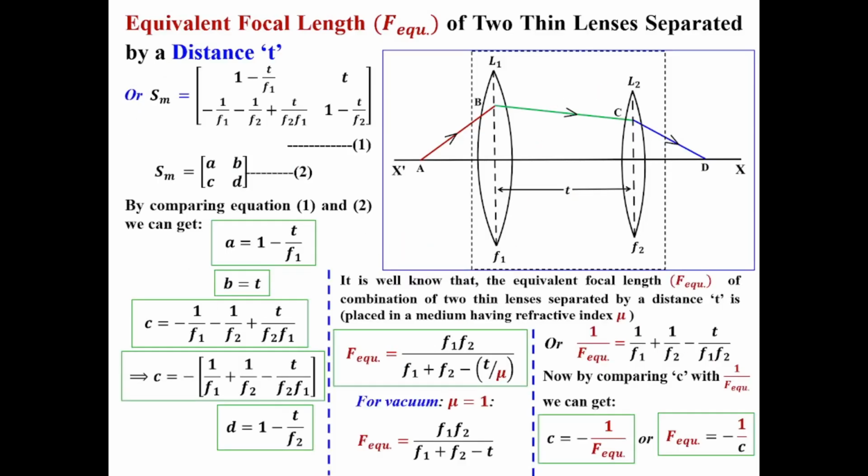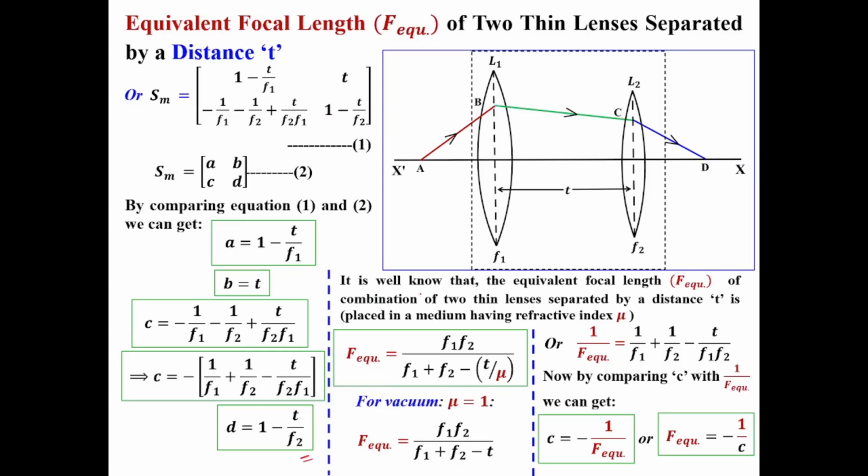Now we go to our next slide. Here I have written equation numbers 1 and 2 again. By comparing equations 1 and 2, the A value is 1 minus T by f1, B is T, C is minus 1 by f1 minus 1 by f2 plus T by f1 f2. If I take a common minus from all three terms, then C is minus of 1 by f1 plus 1 by f2 minus T by f1 f2. And the D value is 1 minus T by f2.